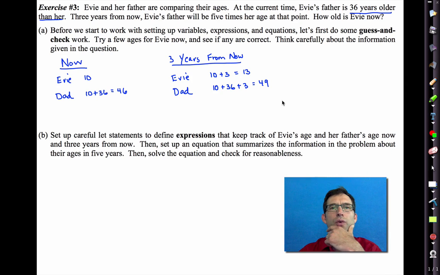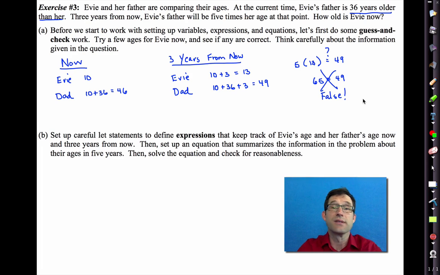And it says Evie's father will be 5 times her age at that point. So the question was, were we right? Was Evie actually 10? Well, we can check it by saying, is 5 times 13 equal to 49? Well, 5 times 13 is 65. And is 65 equal to 49? No, that's false. So what that tells us is that Evie isn't 10 years old. She just isn't.